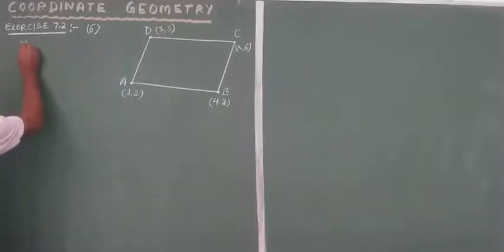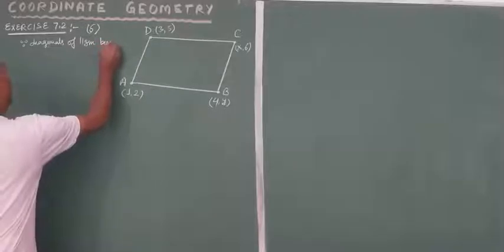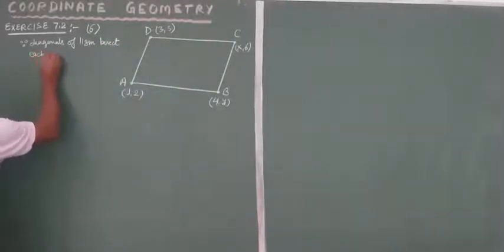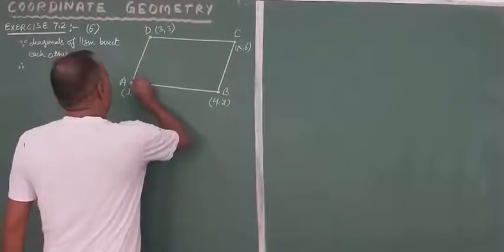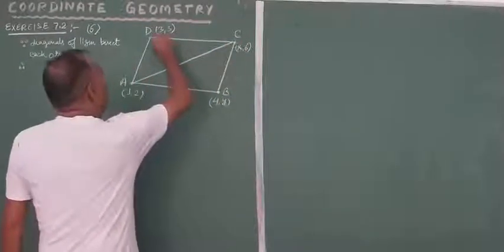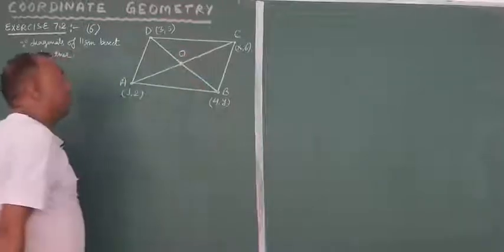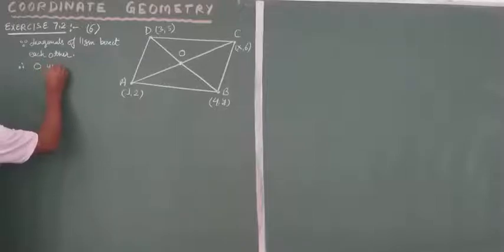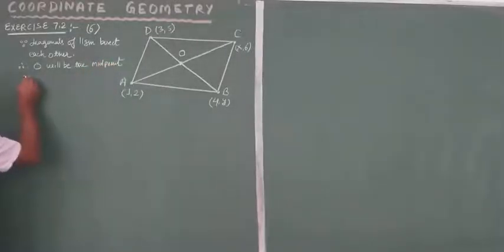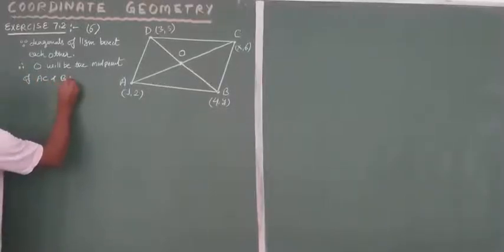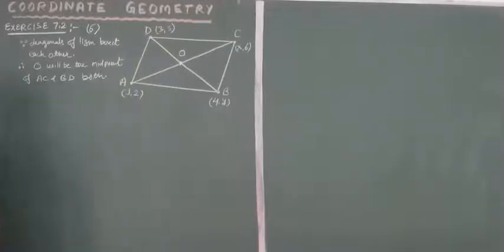Since diagonals of a parallelogram bisect each other, therefore this diagonal AC and this diagonal BD, let them intersect at point O. So therefore O will be the midpoint of AC and BD both. Is it okay?